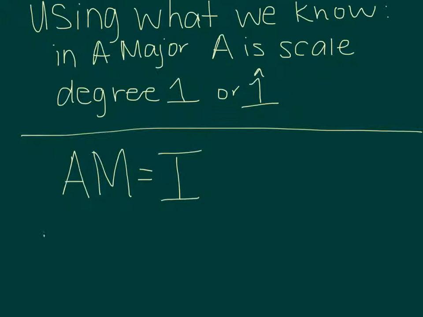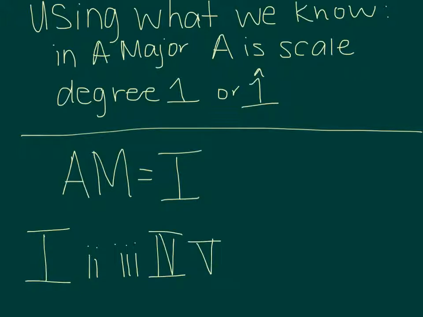So your options are going to look like this: a capital 1, a lowercase 2, a lowercase 3, capital 4, capital 5, lowercase 6, lowercase 7 with the 0 on the top indicating that it's diminished, and then going back to a capital 1. We use uppercase and lowercase numbers to indicate whether it's a major chord or a minor chord, and this will make more sense on the next slide.